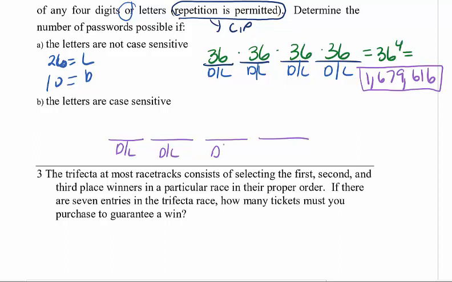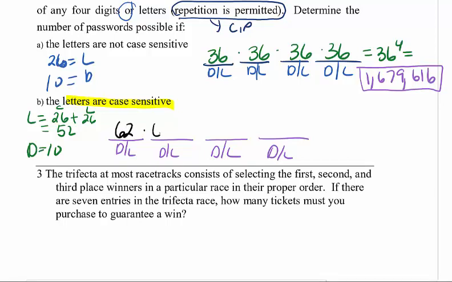So going to B, we still have 4 options, and it's a digit or letter for each one, because that was the definition of this original problem. But in this case, the letters are case sensitive, and what that means is for my letters, I have 26 capital letters and I have 26 lowercase letters. So I actually have a total of 52 letters. Digits is still 10. Repetition is allowed, so I have a total of 62 choices, and it repeats, so we're okay.